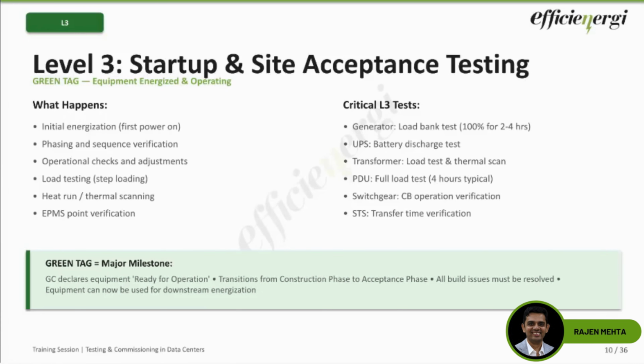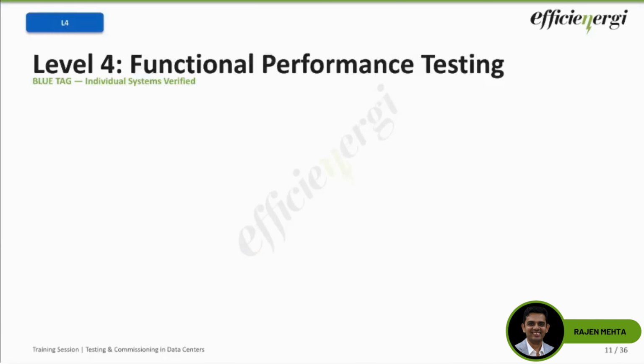That's the idea. And now, after the green tag, it is important to remember that any issues which are found are acceptance issues. They are not build issues. That's something we need to remember. So let's go to now, L3 has been completed. Let's go to L4, where we are going to test the complete systems, also called functional performance testing. Now, the major shift here is from individual equipment, or UPS, or transformer, or DG, to a system.